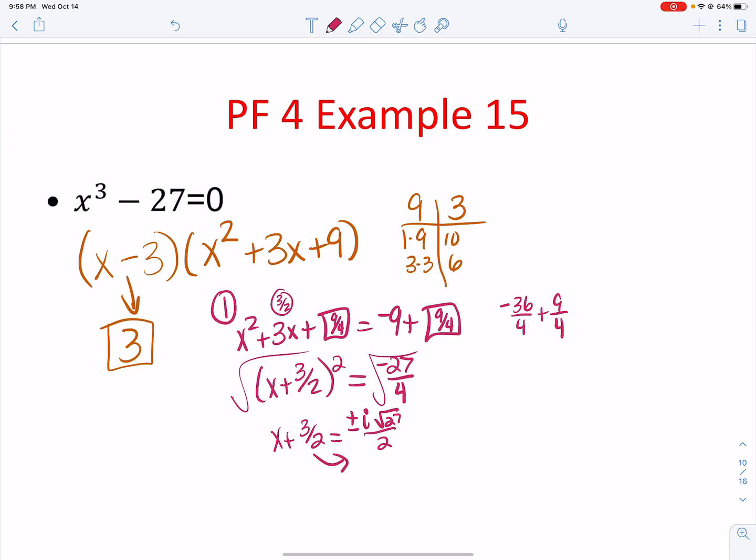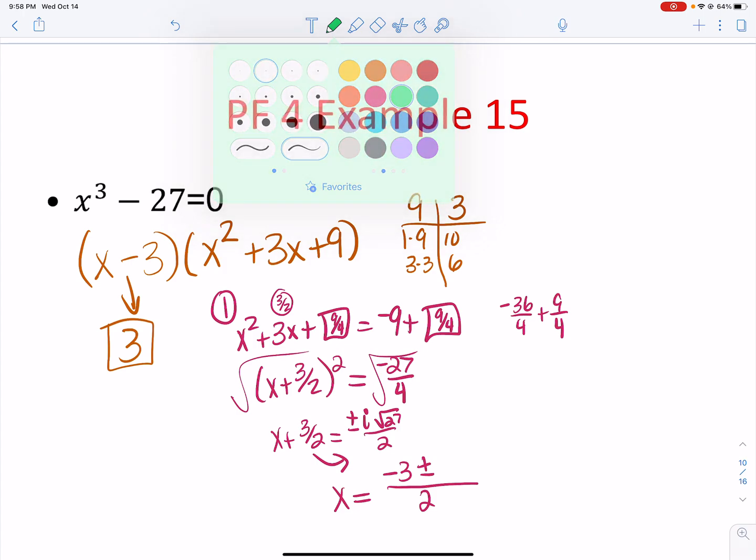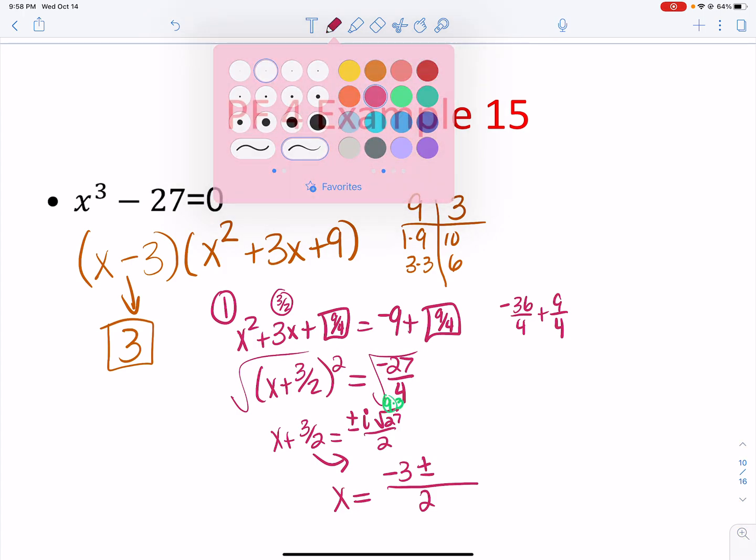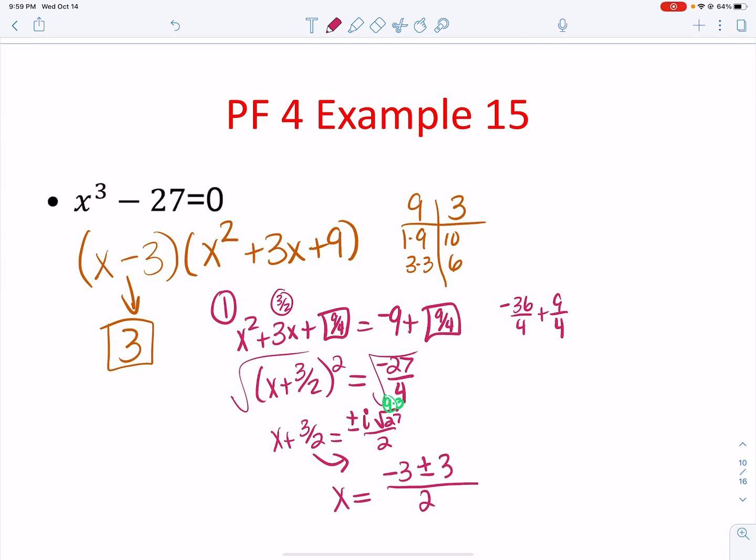And then I would minus this to the other side. And they both have 2's underneath, so I'm going to write them as one. Plus or minus root 27 can be split up as 9 times 3. And the square root of 9 is 3. So this would be 3i root 3 over 2. And so that would be my other 2 answers.